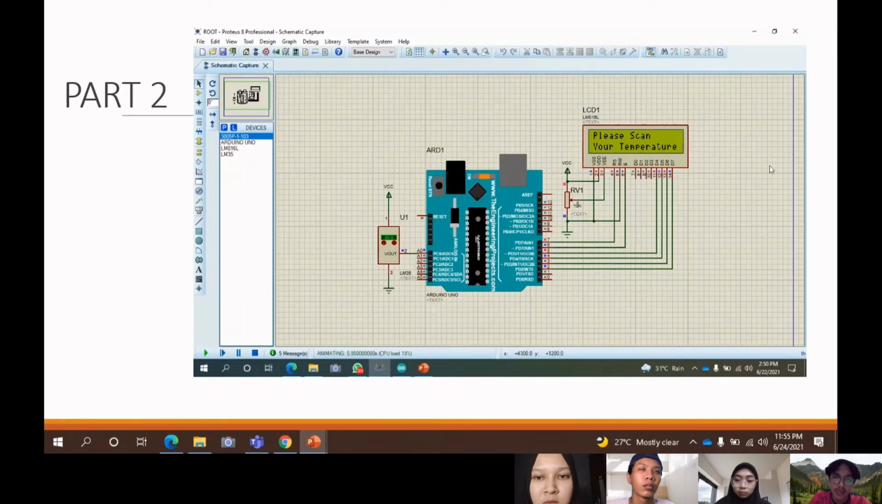Okay, for this circuit simulation, if I choose 33 for my temperature, the LCD will display please scan your temperature, which is 33 is a good temperature and you can enter the building. If I choose 36 for my temperature, the LCD will display use hand sanitizer, and if I choose 39 for my temperature, LCD will display warning you cannot enter, which is 39 is high temperature.